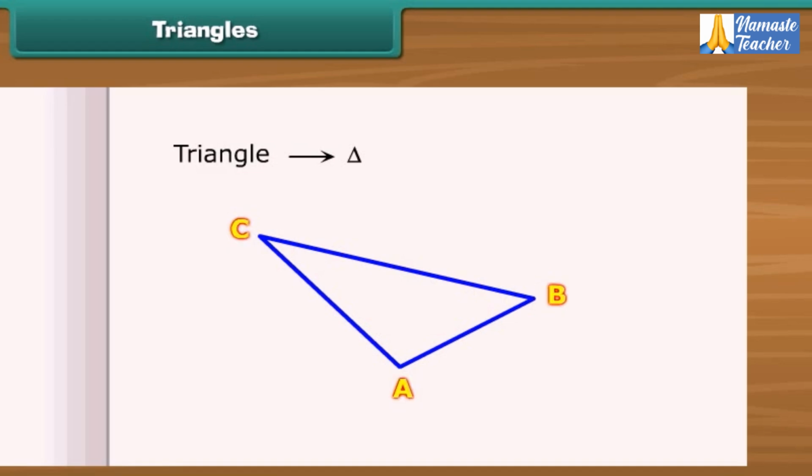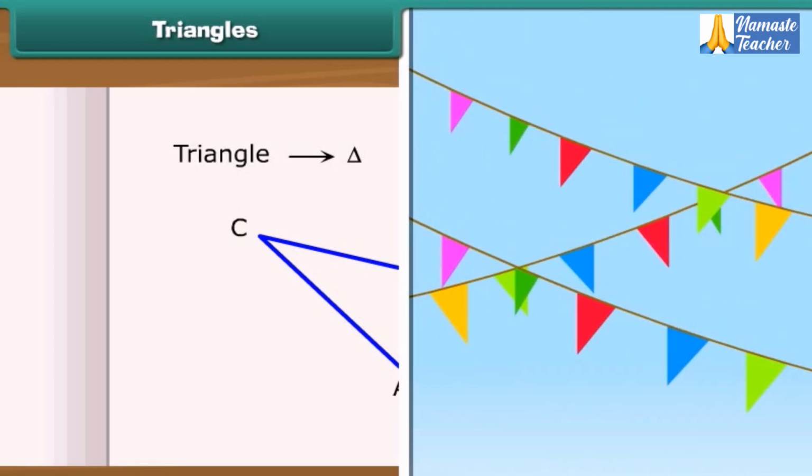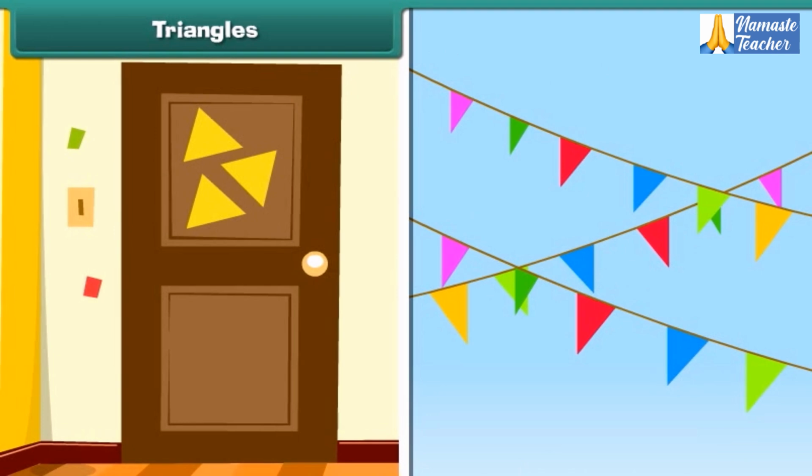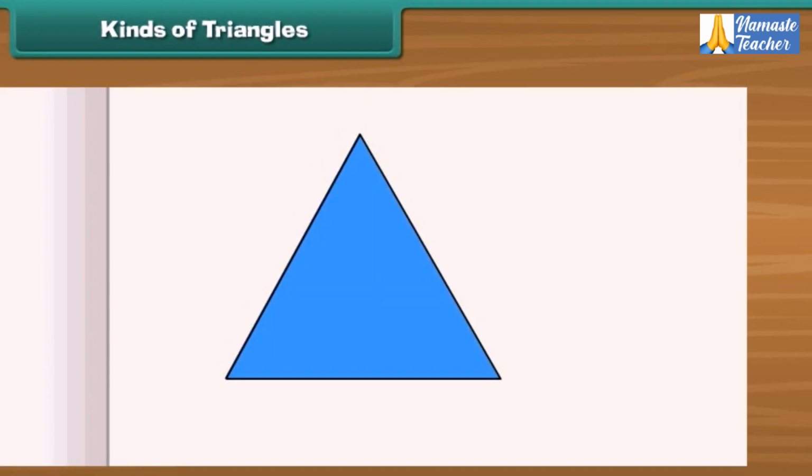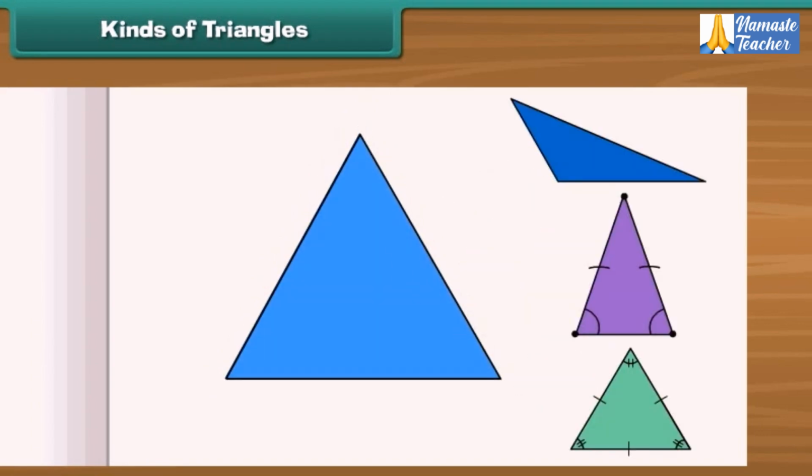Friends, can you recall some figures which are triangular in shape? Notice the flags in the ground and the design at the door. These are triangles. The triangles can be classified into three types depending upon the number of equal sides that they contain.